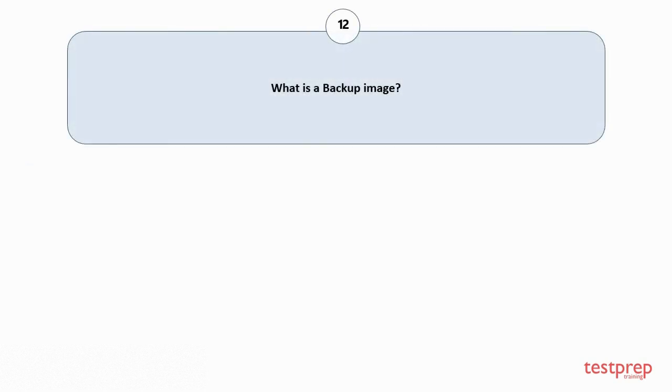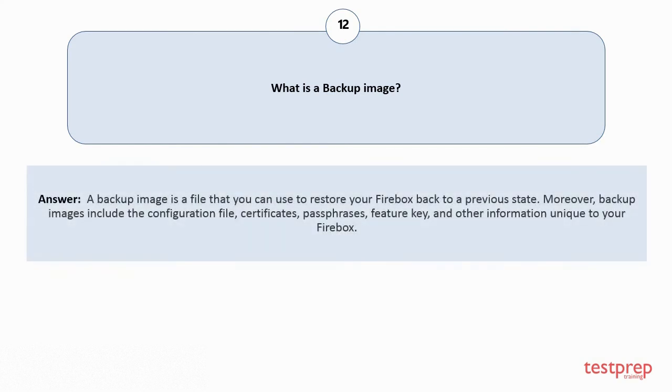Question number 12, what is a backup image? Your answer is: a backup image is a file that you can use to restore your firebox back to a previous state. Moreover, backup images include the configuration file, certificates, passphrases, feature key, and other information unique to your firebox.